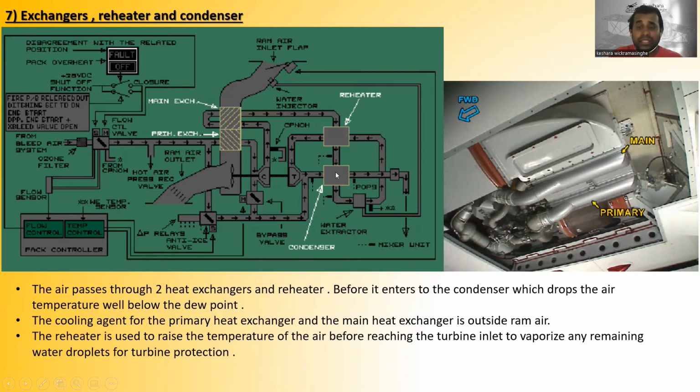So when it comes to the condenser, the air goes below the dew point, and it goes to the water extractor, because in here the water will be collected. And then the reheater is used to raise the temperature of the air before reaching the turbine inlet, to vaporize any remaining water droplets for turbine protection, right?